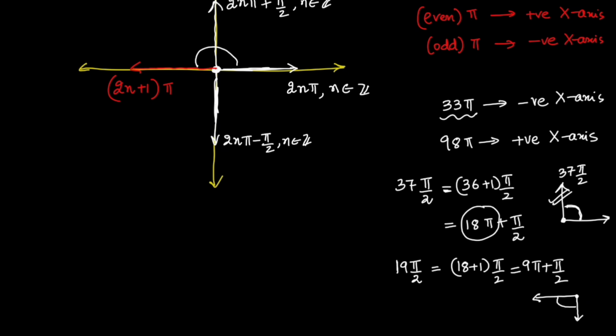So that means the terminal portion would be along the negative y-axis for 19 pi by 2. If we observe all the angles for which the positive or negative direction of the y-axis would be the terminal position: for the positive direction of the y-axis, the angles would be in the form of 2n pi plus pi by 2. For the negative direction of the y-axis, angles would be in the form of 2n pi minus pi by 2.